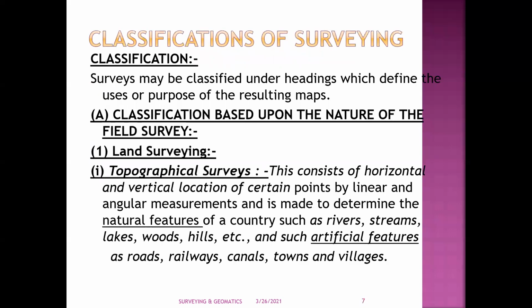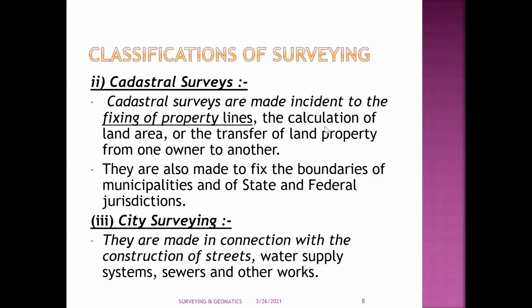And classification of surveying. Basically, surveys may be classified under headings which define the uses or purpose of the resulting maps. First, classification based upon the nature of the field survey. Based on the nature of the field survey, we classify the surveying. So first one is land surveying. In this land surveying, we have three different sub-surveyings.